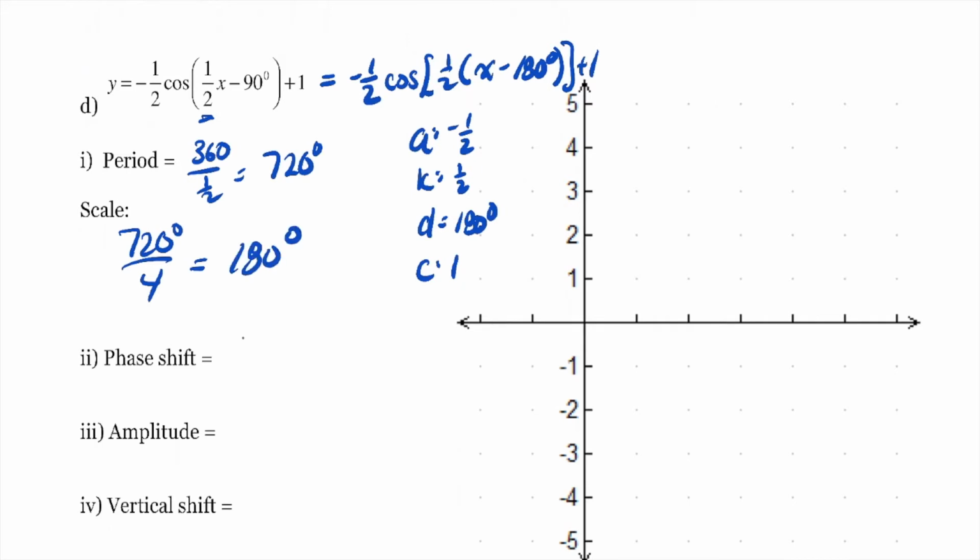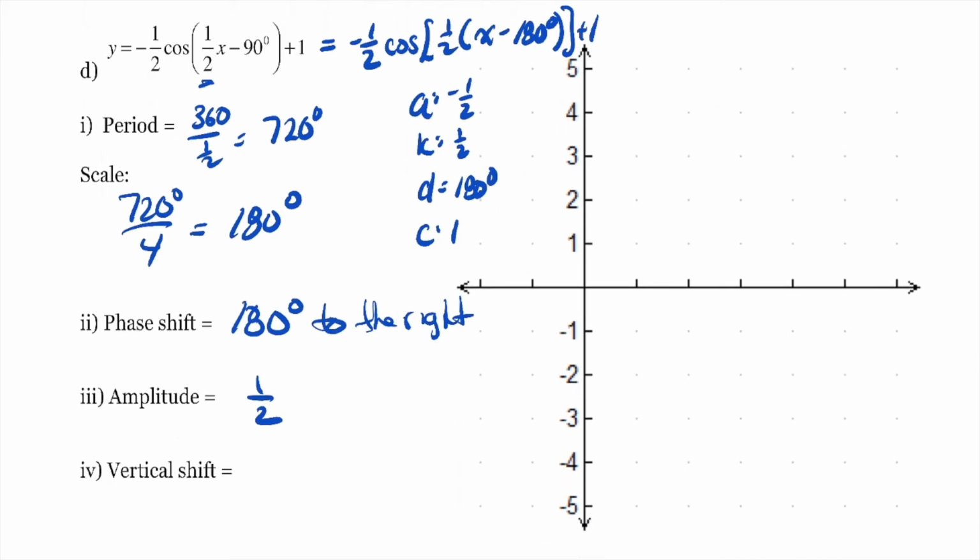My phase shift is my d value, 180 degrees, in this case positive, so it's to the right. The amplitude is the absolute value of my a value, so my a value here is negative 1/2, so the amplitude here is actually 1/2, and the vertical shift, in this case, is my c value, so that's 1, so that implies my equation of axes is y is equal to 1, so let's put that in.